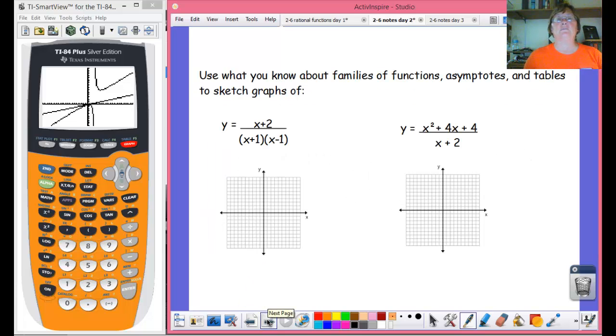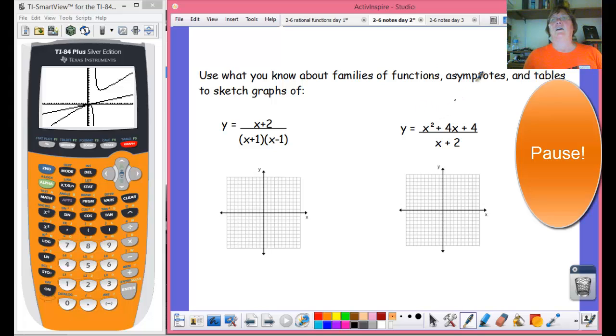And I want to give you a couple of chances to pull this all together. This is our goal, to be able to sketch these rational functions based on what we know about what the families of functions look like, how asymptotes work, using tables and calculator tables and graphs if necessary. So I'm going to ask you to first off pause the video and solve this problem, please.